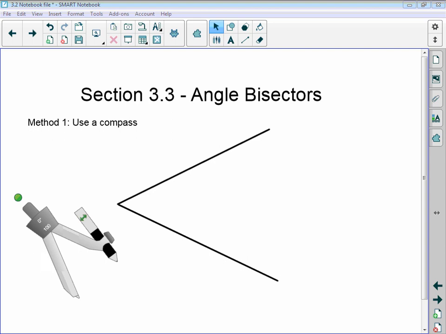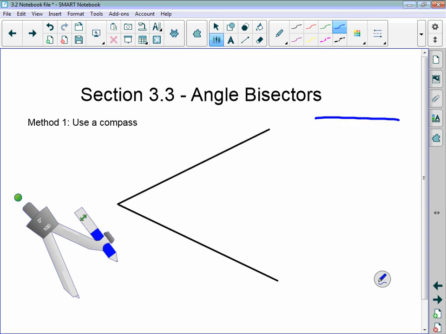So we are going on to our next section, section 3.3, which is angle bisectors. Before, can someone tell me what the last section was about? Miriam? Perpendicular bisectors, exactly. So taking a straight line and bisecting it, or cutting it in half, with a perpendicular line, and perpendicular is 90 degrees with a little square.